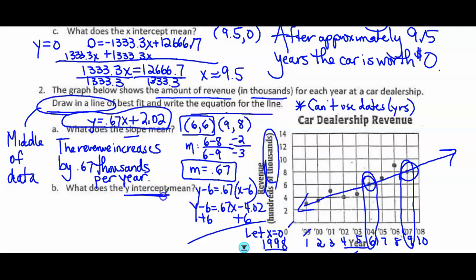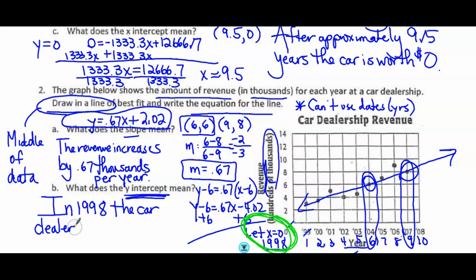And then it says the y-intercept. So this is where you have to recall you made this starting year 1998. So you're going to use 1998. The y-intercept means in 1998, the car dealership revenue was $2.02 thousand. And those are two different examples of best fit line.